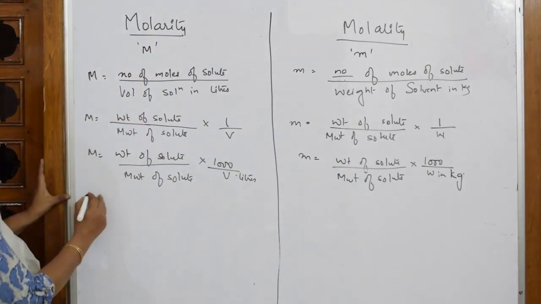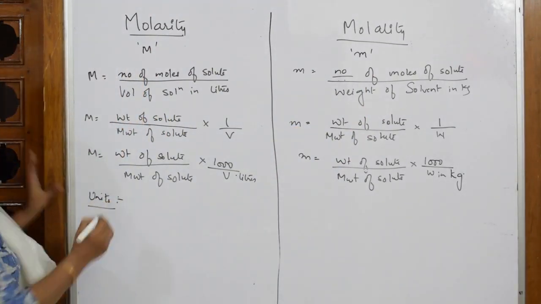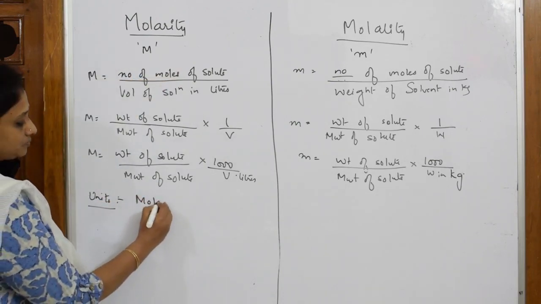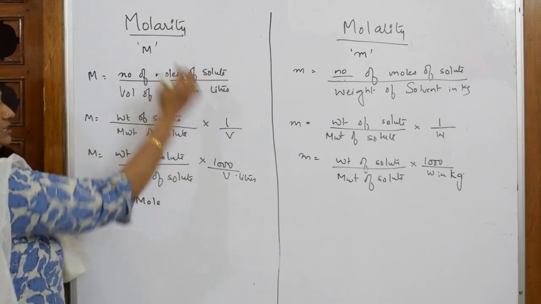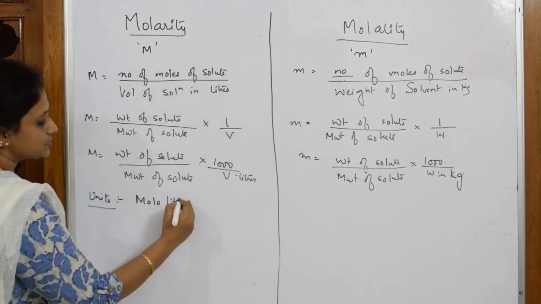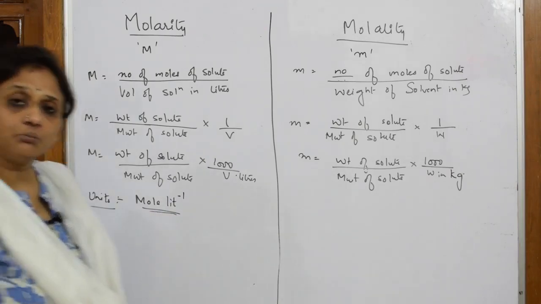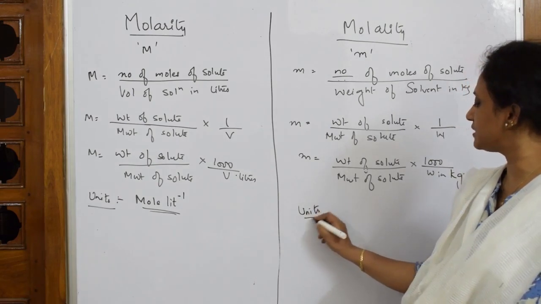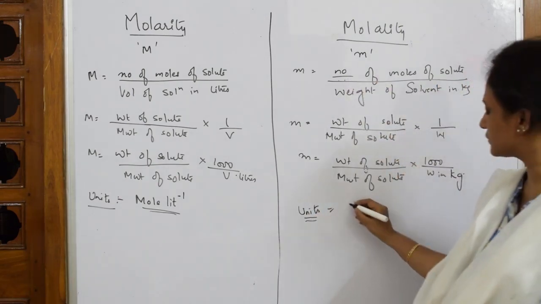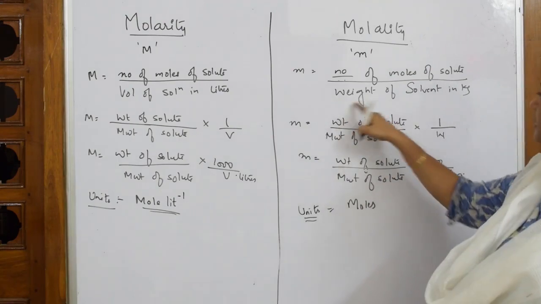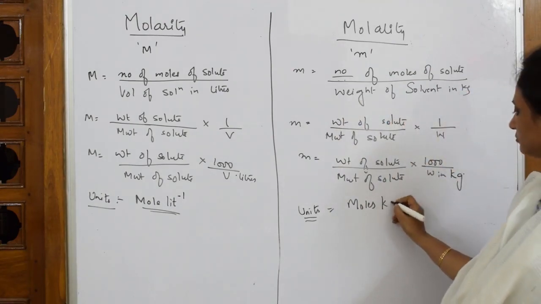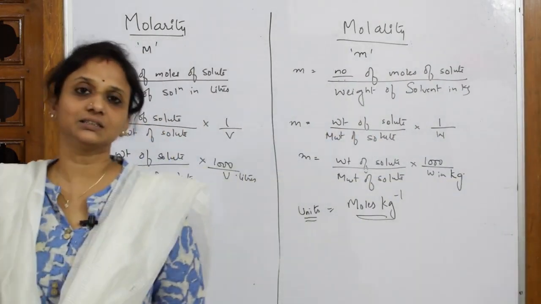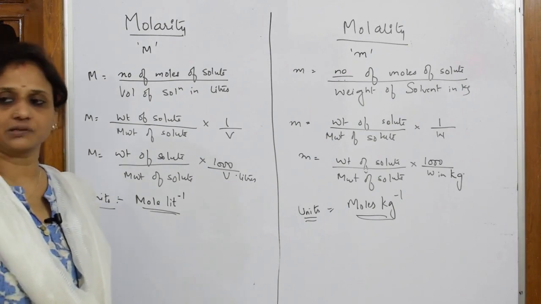Now come back and write the units. Observe carefully. Number of moles is mole, divided by volume in liters, so the unit of molarity is mole per liter, that is mole liter inverse. Let us write the units for molality. Number of moles, so moles divided by weight of the solvent in kg, that is mole kg inverse. If you learn the basic formula, it's easy to apply in the numerical.